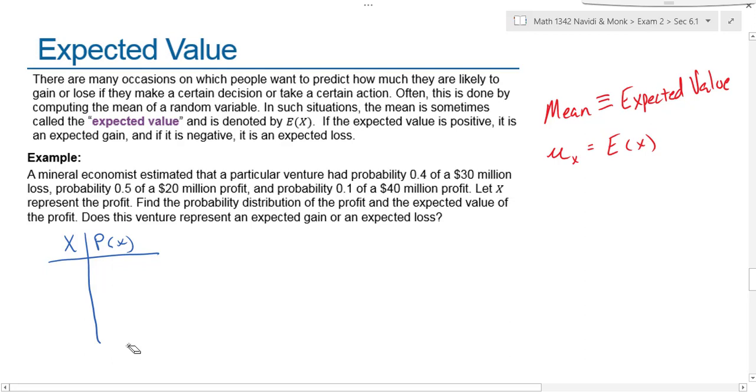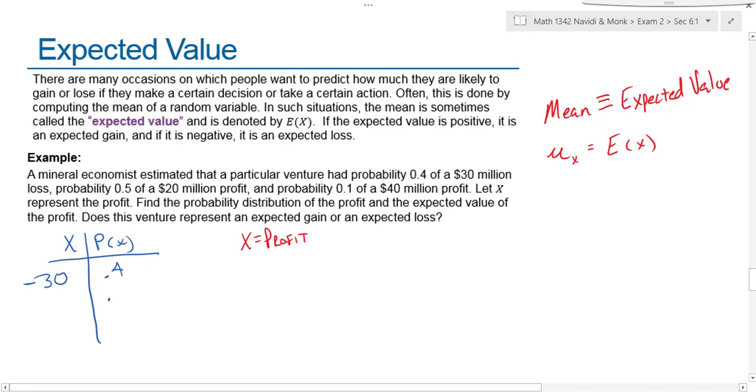What's the first thing that I'm told in this problem that would tell me what a random variable and a probability is? There's a probability of 0.4, and what would X be if the probability is 0.4? I'm not going to write out the millions, I'm just going to put 30. Now, is that a profit or a loss? If it's a loss, another way of saying a loss is a negative profit. This is actually negative 30 because it's a loss.